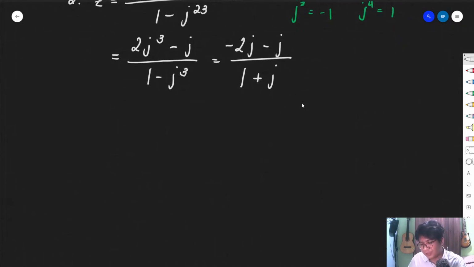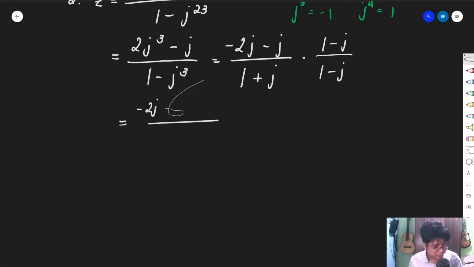So, paano ba tayo, again, paano tayo mag-evaluate ng complex numbers? So, kunin natin yung conjugate. Dapat yung denominator natin is walang imaginary number. So, 1 minus j over 1 minus j. So, this will be, numerator muna tayo. So, we have negative 2j times negative j.